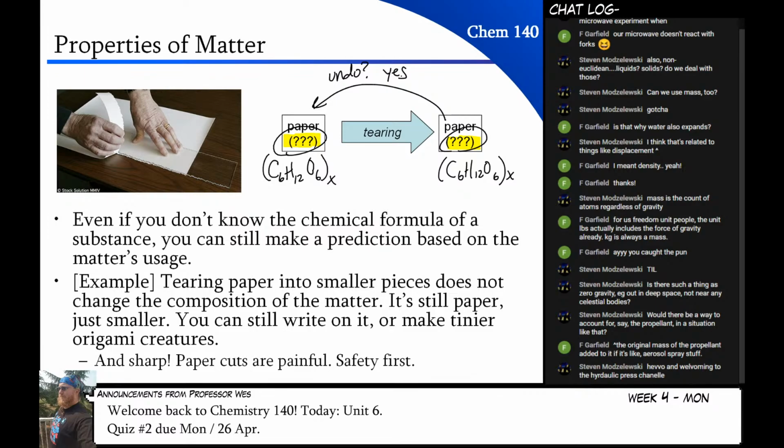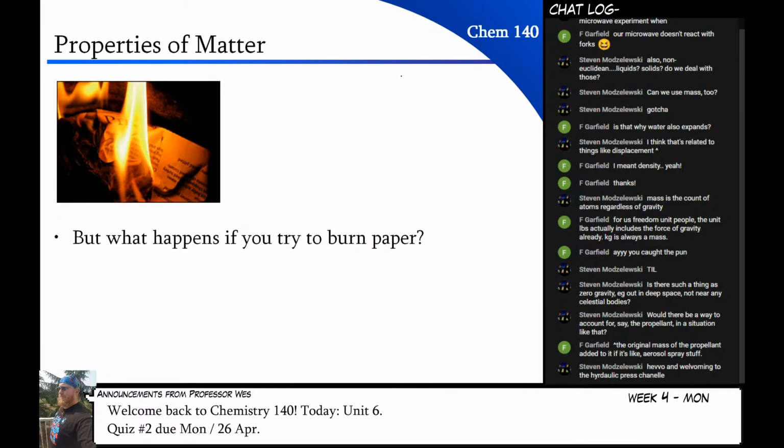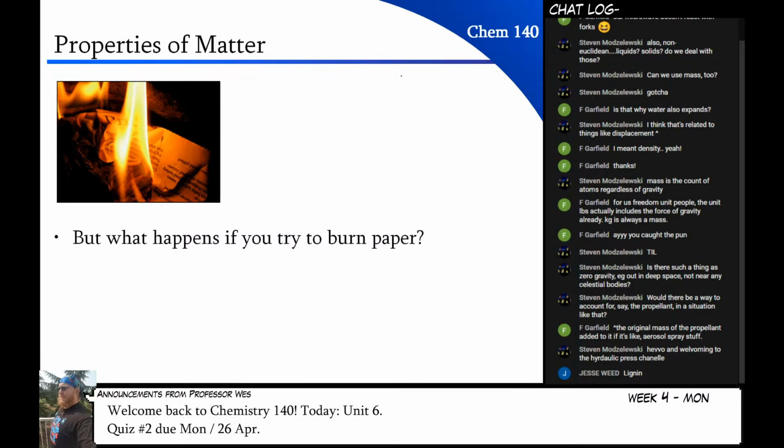In the ice example in the previous slide, can you undo? Yeah, you put it back in the freezer. What would be an example of something you could not undo? Well, that'd be this. If you burn paper, can you unburn it? Technically speaking, sure, you could unburn it if you took the carbonized matter and then planted it in the ground, grew a tree out of it, cut the tree down so it was lumber, and then sent the lumber to a paper mill to make it paper again. But that's not practical or easy to do. So your undo needs to be easy.